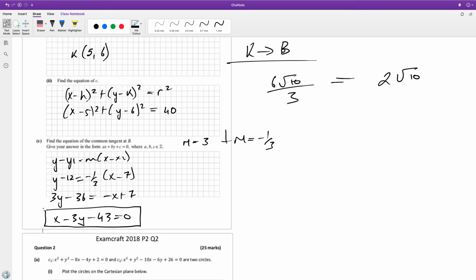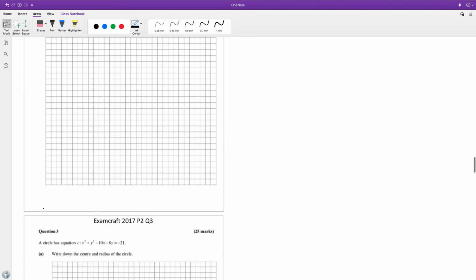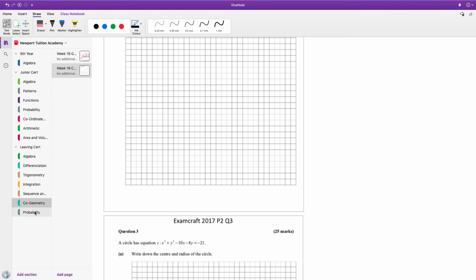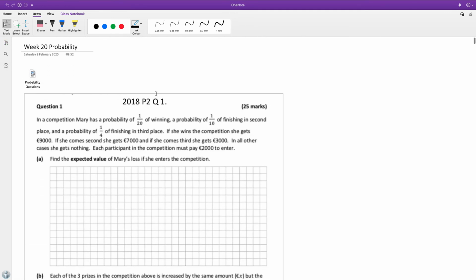Right. And as I said, in the last 6 weeks, we'll jump back and do a few more of these questions. We'll be going over everything, going over algebra, going over trigonometry. But for the time being, we'll jump on and do a bit of probability because you all have paper 2 next week. Right, probability. Have a bit of fun.